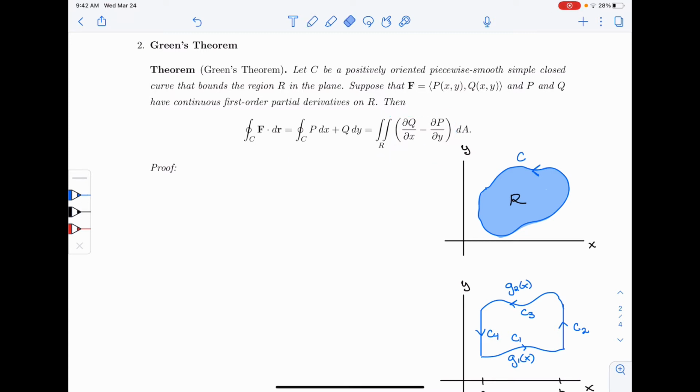Okay. Well, now I would like to prove to you Green's theorem. And instead of proving Green's theorem in generality, I'm going to give you an argument that works for a type 1 region. And then you'll be able to see that a similar argument works for a type 2 region. And you'll recall that all regions can be rewritten as type 1 and type 2 regions. So we can break them up into type 1 and type 2 regions.